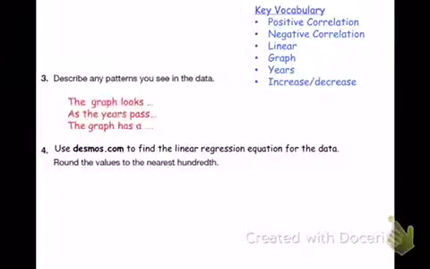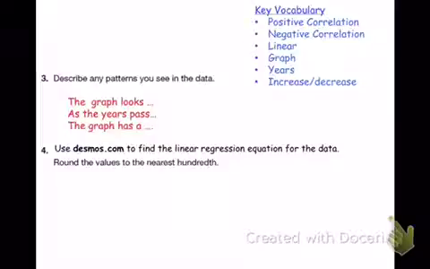So here are like 3 sentence starters. The graph looks, and explain what the graph looks like. As the years pass, explain what's going on. The graph has a blank, and go on from there. So again, fill something out in this section based on what you see on the graph. Use the vocabulary of the story. What's happening since 1998? What's happening to the number of music sales?